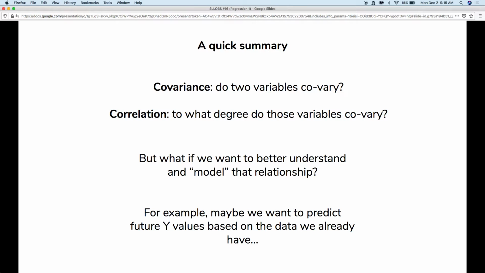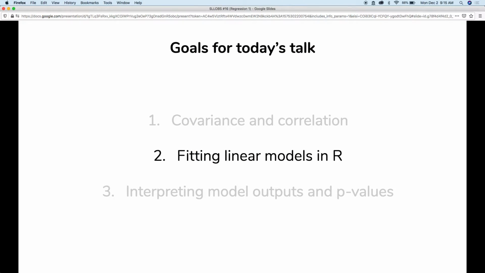We can potentially predict with some accuracy how tall their child is going to be, assuming we fit a linear model now to our data and move past simple covariance and correlation. So now we're actually going to jump into how we fit linear models in R, which is relatively straightforward.